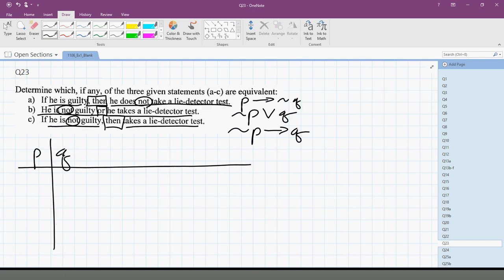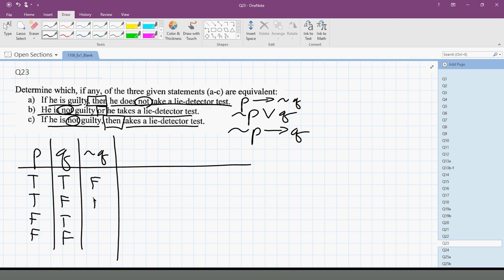We'll get there. So we need to take these sentences one by one. Again, there's only two statements, so it's true, true, false, false, and then this is true, false, true, false. Okay, so let's take our first sentence, A. What do we need to do first? We got to negate the Q. So it goes false, true, false, true, and then now we can do the conditional.